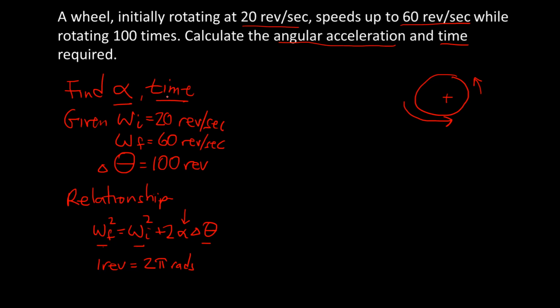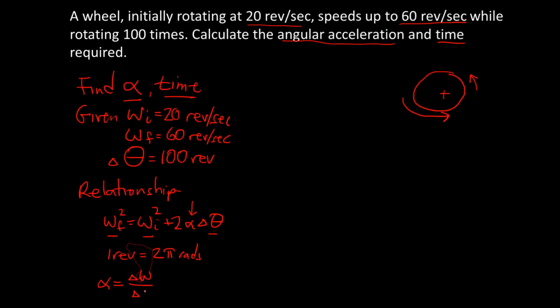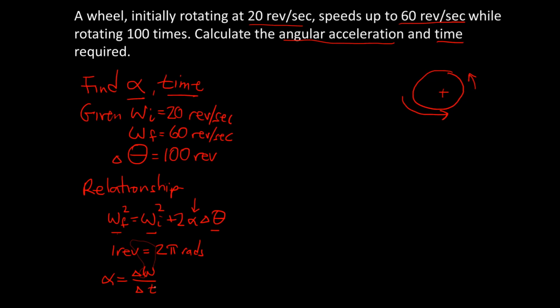I am also being asked for time here, and so once we have that alpha, I know that alpha is going to be equal to my change in angular velocity over my change in time, which means we can rearrange this and figure out what our time is. Let's go ahead and solve this problem.